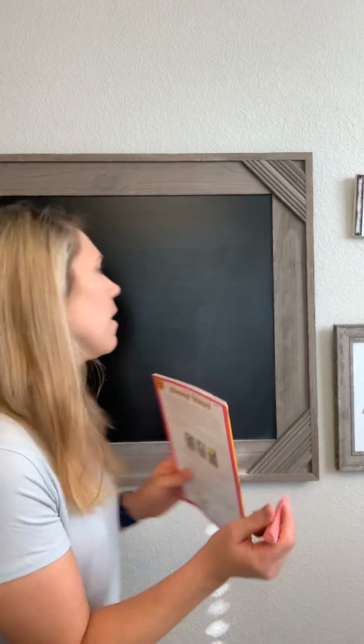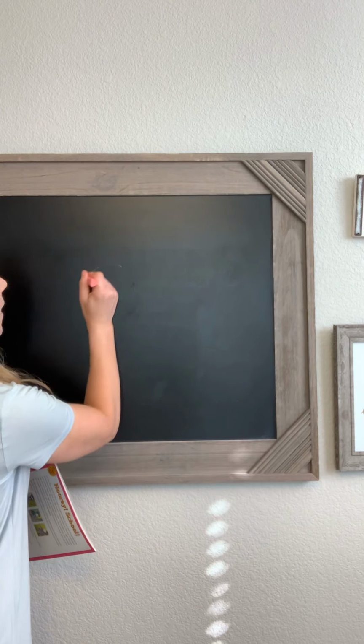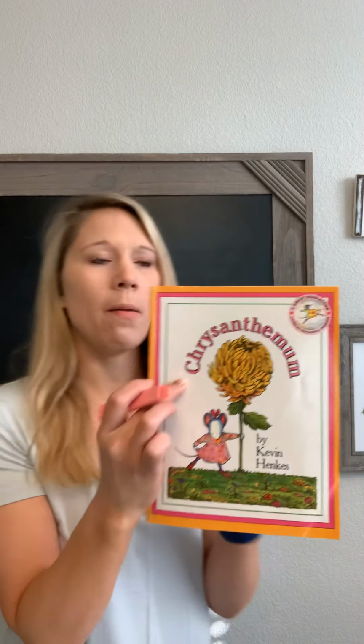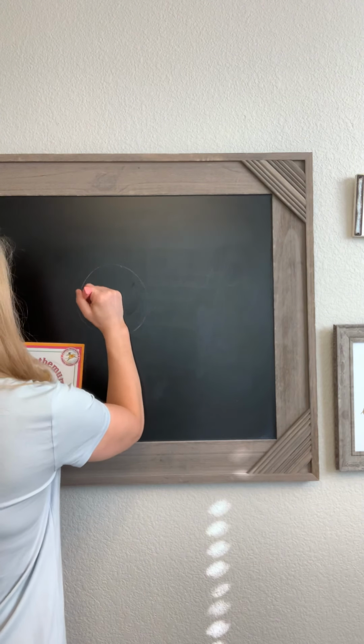This week, we're going to be talking about description. Today, we're going to read Chrysanthemum, and in this story, we're going to look at the description of this character, and we're going to use a thinking map. It's called a bubble map. I'm going to put a bubble circle in the middle, and our character, her name is Chrysanthemum. I'm going to write her name in the middle.